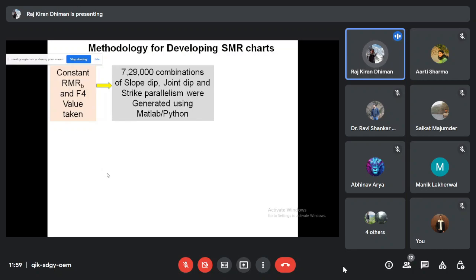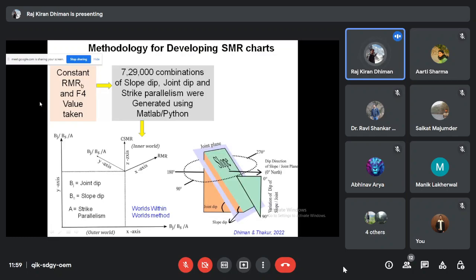You will be amazed that during 2019 I was not aware of these languages. So I would request you all to study and develop this skill also, to use MATLAB or Python, because then I learned this language and I was able to generate all these values using some coding. Otherwise we had to use an Excel sheet and vary every value individually and then calculate the SMR value.